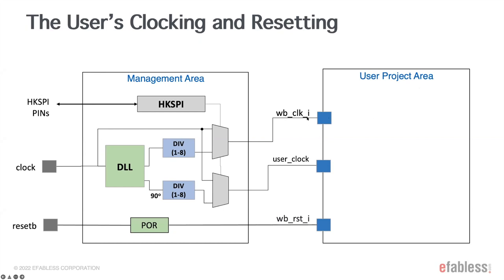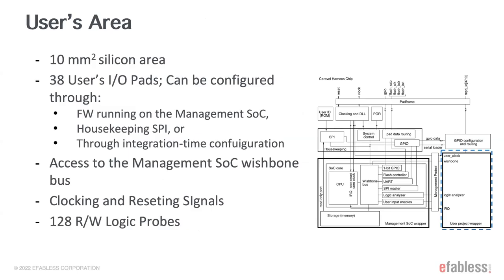So the user's project area gets two clocks: the wishbone clock, which is the same clock used by the management SoC here, which comes from this multiplexer. And also there is something else called the user clock, which is another clock coming from the second channel, and again it could be coming directly from the third clock or after multiplying it by setting this divisor. For the resetting, we have an external reset pin, and we have on-chip power on reset hardware. So the outcome is exposed to the user's design through the wishbone reset signal.